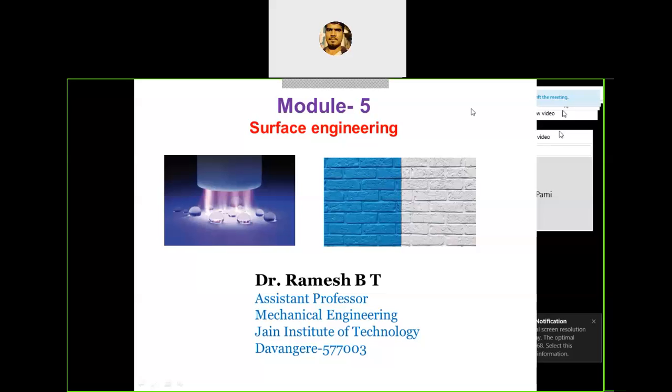What do you understand from the tribology? Surface engineering. Can you give a simple example? Surface engineering or surface? Yes. Come on, tell me.